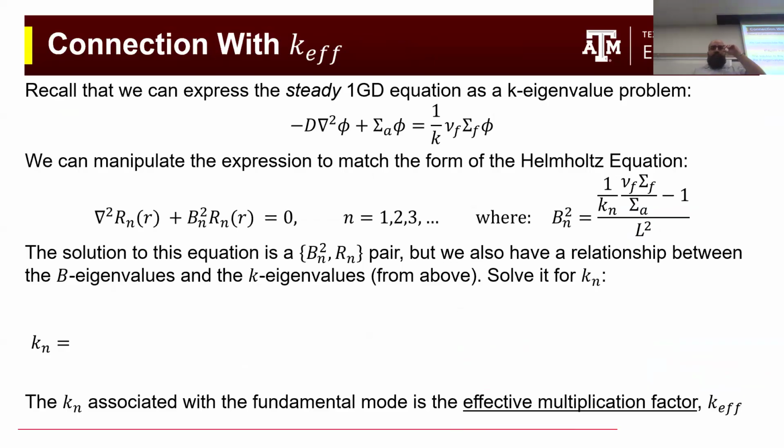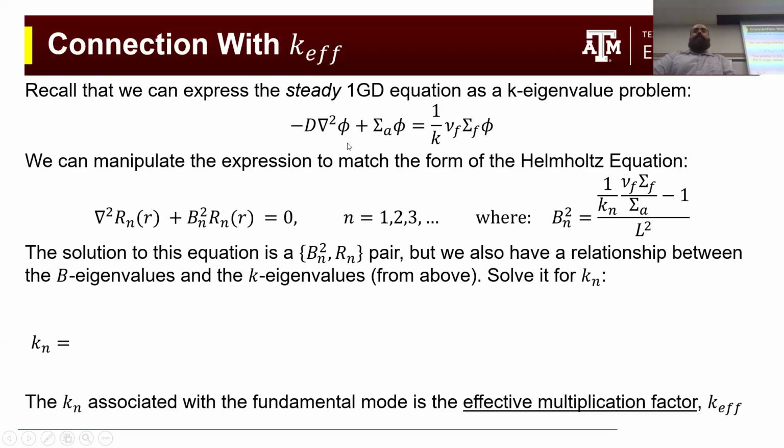So we've talked a lot about different forms of the criticality condition, and I just wanted to remind us that we can also continue talking about K effective in this context. If we took our steady one group diffusion equation, but then wrote it as an eigenvalue problem, it would look like this. And we can then get it in the form of a Helmholtz equation by lumping everything that depends on the flux together, and then putting all those constants together and calling that Bn squared.